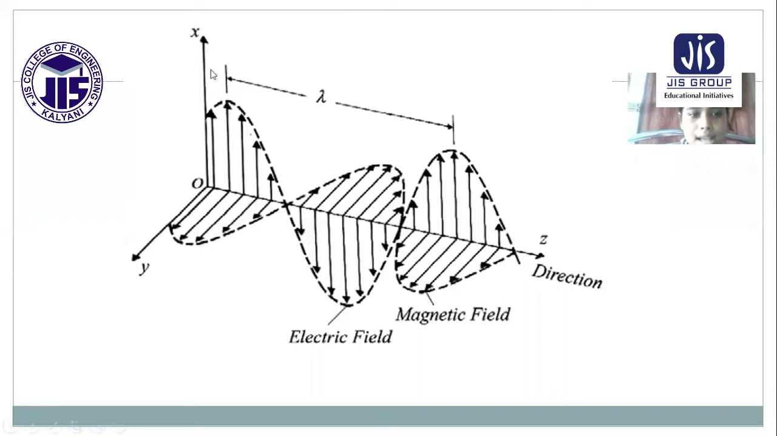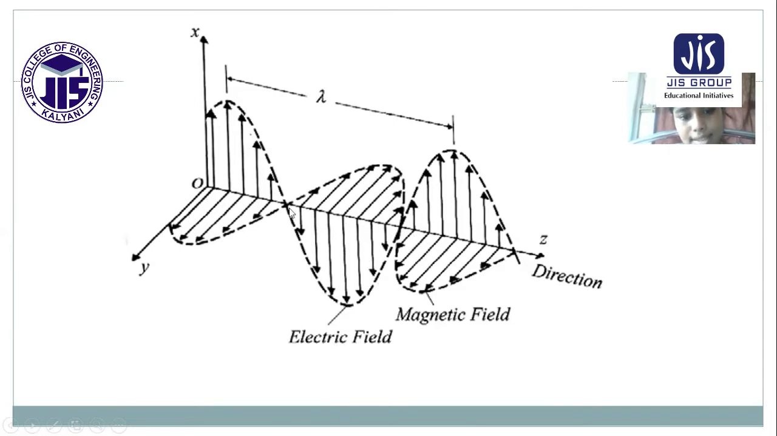Now this is the electromagnetic wave. Electromagnetic wave means simply that there will be an electric field as well as a magnetic field. From the figure, we can see there are two components. Suppose this is the horizontal component, then this is the vertical component.